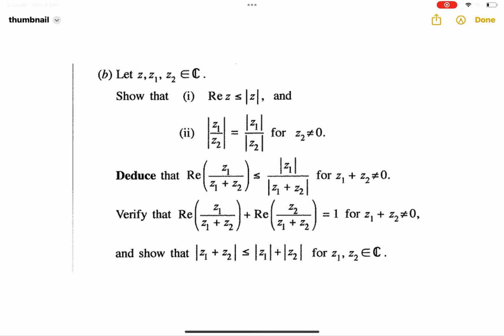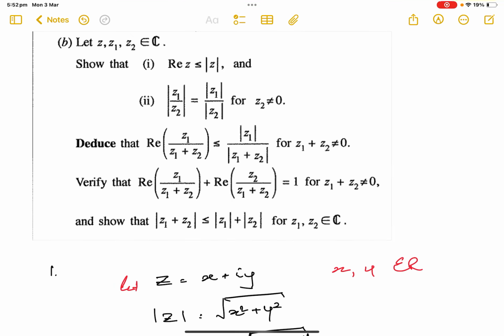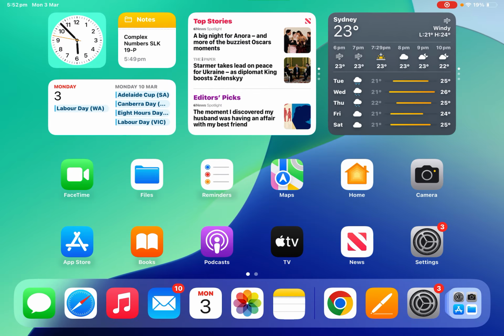And again, verify that the real part of Z1 over Z1 plus Z2 is 3/0, and the real part of Z2 over Z1 plus Z2 is equal to 1. Right, okay, just verify.